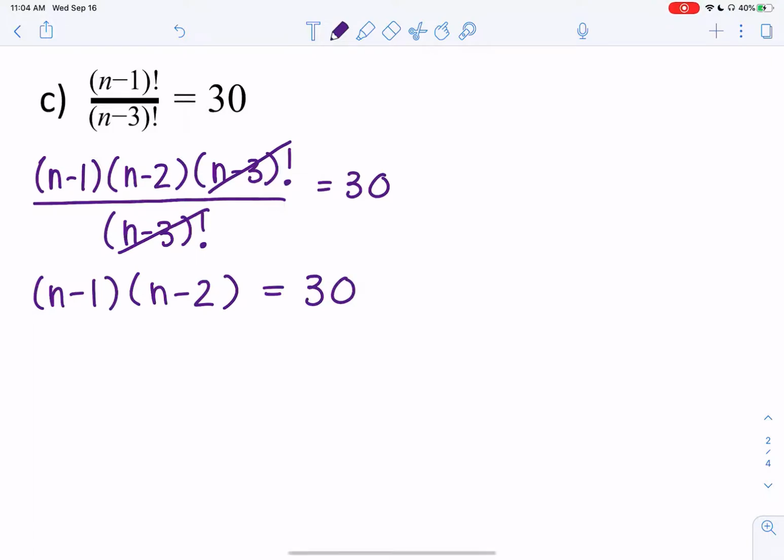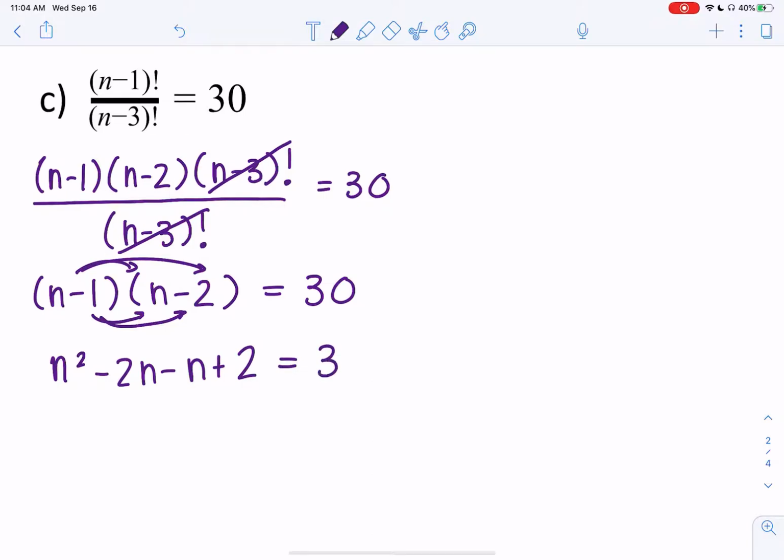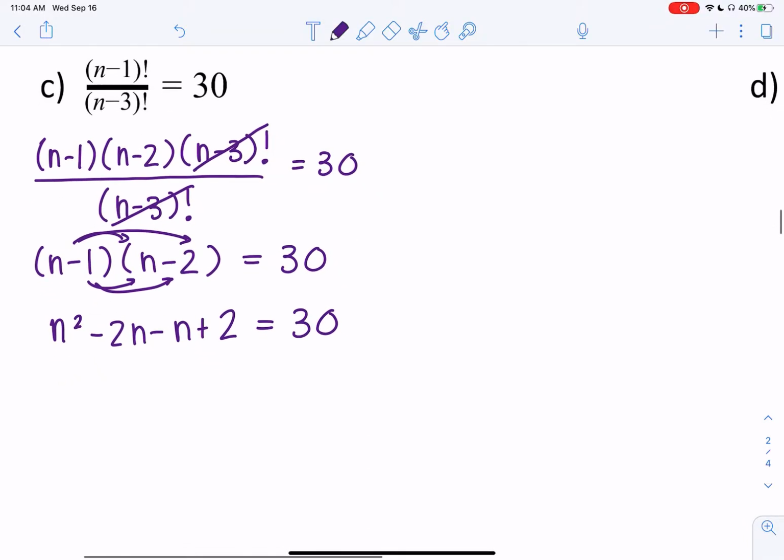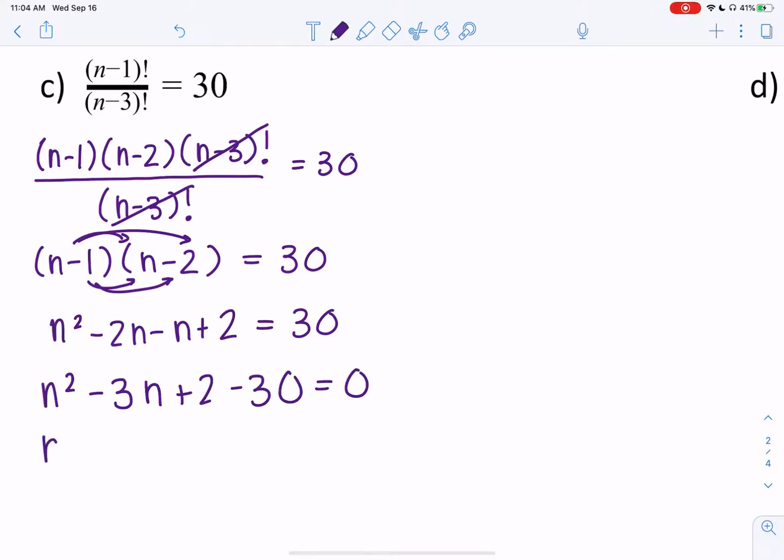And now, just like before, I have a quadratic here. So I need to start by multiplying it out. So multiply this whole thing out. n squared minus 2n minus n plus 2. And I need to make sure it's equal to 0. So we move that 30 over to the other side. And now we collect some like terms.